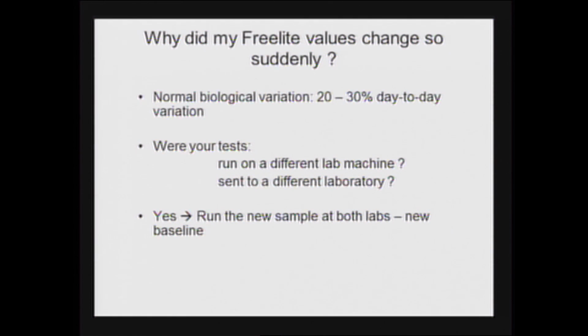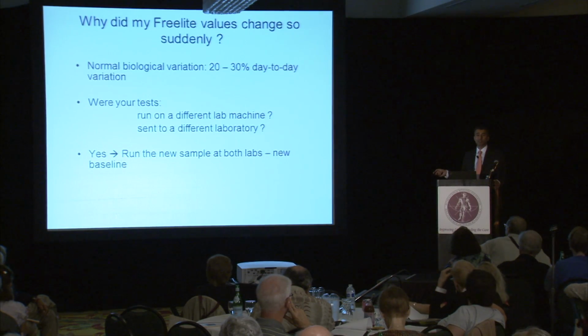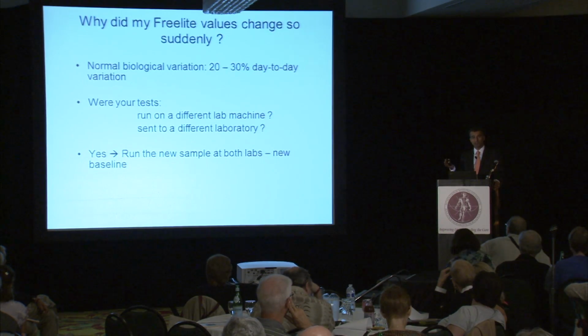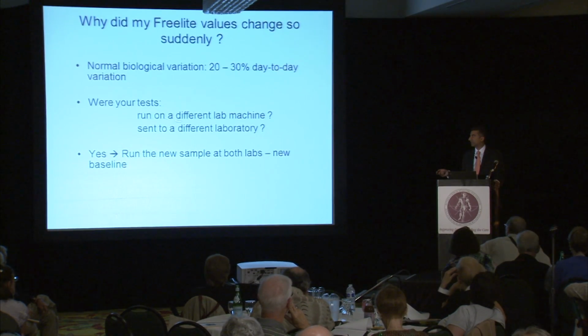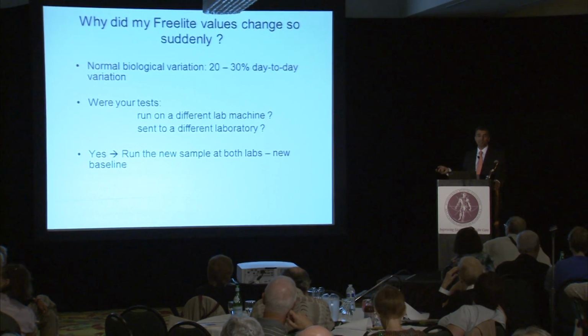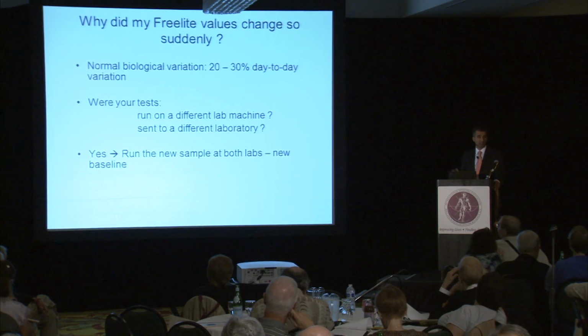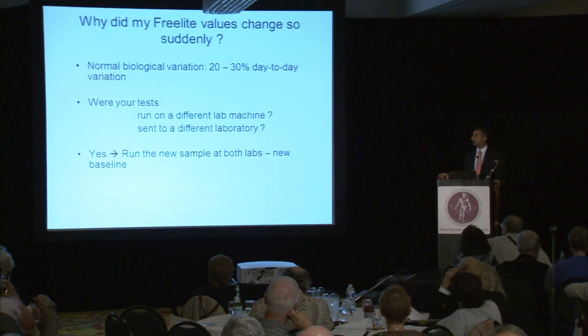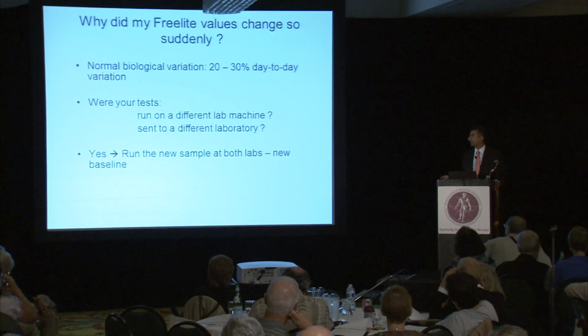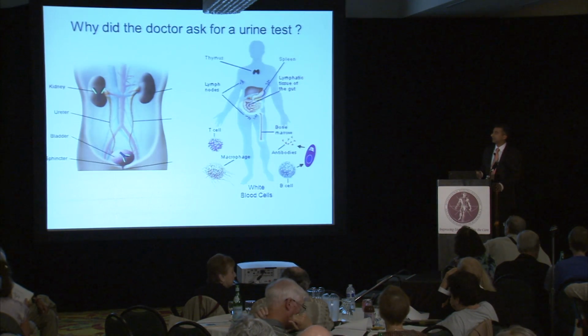Were your tests run on a different lab machine or sent to a different laboratory? You don't know where your blood goes, right? Your doctor usually doesn't even know. So it really takes a bit of digging. If you're concerned, try and follow up. Talk to the physician staff, find out if it went to a different lab, and if it went to the same lab, find out if they've changed machines. Sometimes it causes a change in the results. If any of that happens, try and get the sample run on both labs, so you can kind of know.